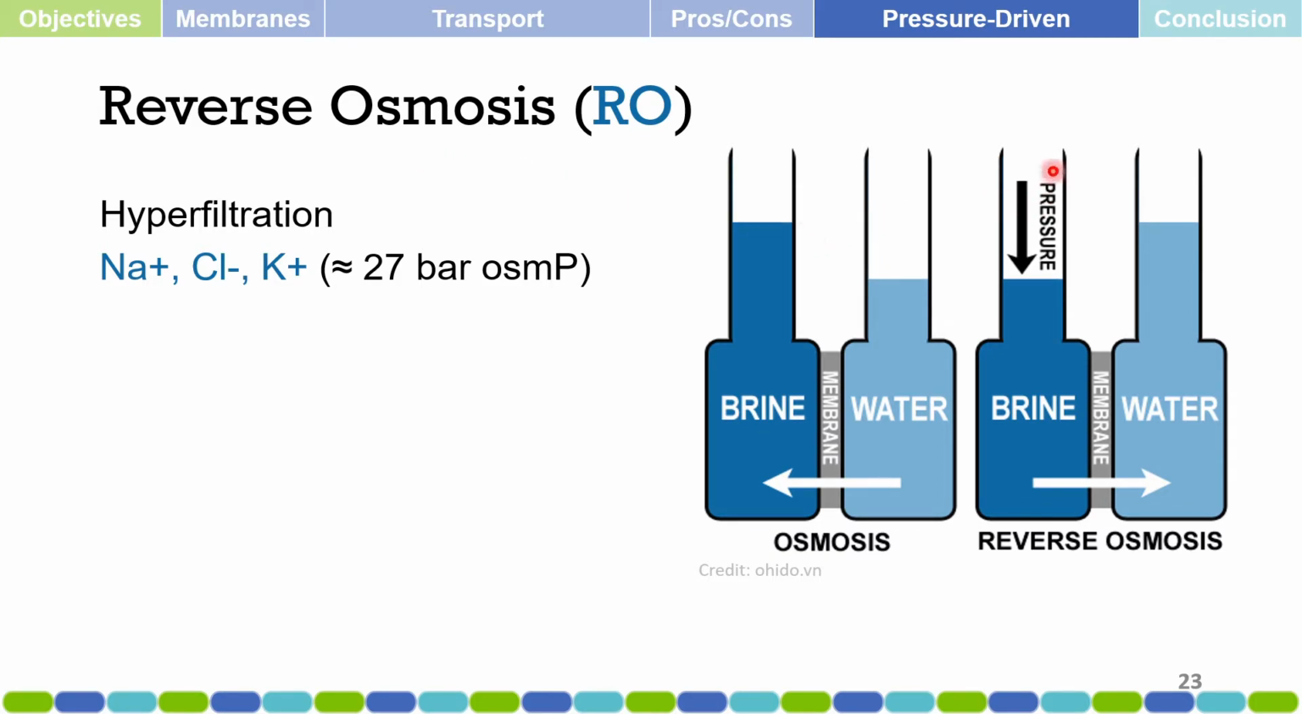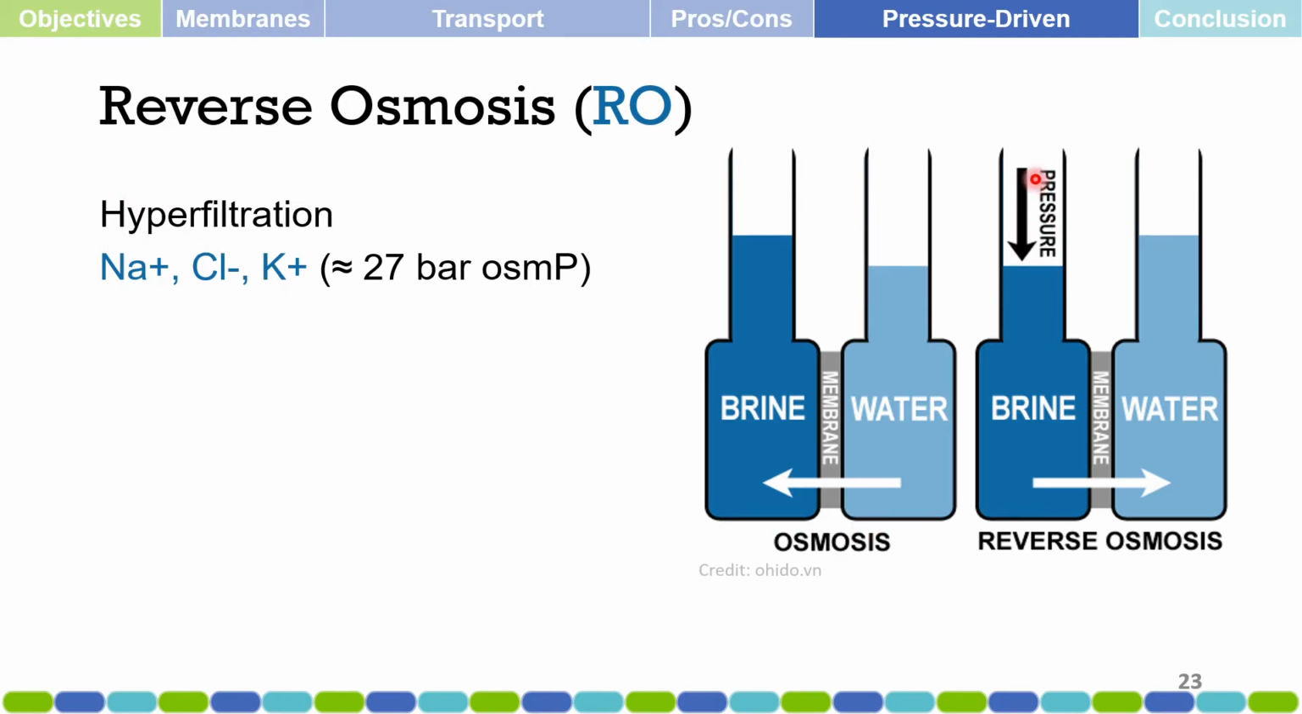Pressure must be applied in a reverse osmosis process. Large pressure must be applied to exceed the osmotic pressure of the water towards the brine. In a normal osmosis process, if there's a membrane separating the brine, with a higher concentration of salt, and water, the water will flow towards the brine. So that is the normal osmosis process.